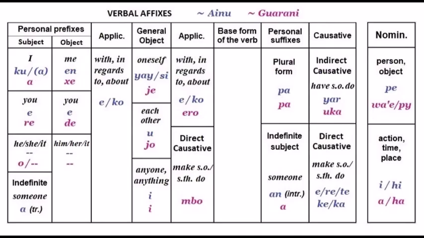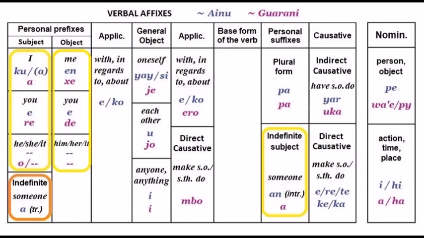Let us now see the different affixes that we analyzed in the comparison table. The personal prefixes for subject and object in the first, second, and third person singular. We also saw the indefinite third person after the base form of the verb with a similar sound in both languages. And in Ainu, when the verb is transitive, the affix maintains the sound a as in Guarani, but it is placed in another slot in the first column.